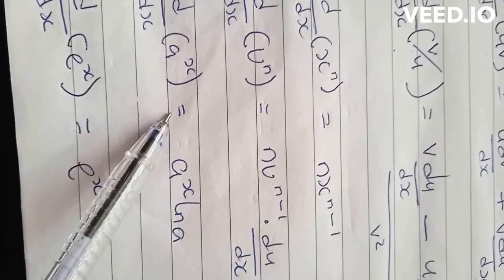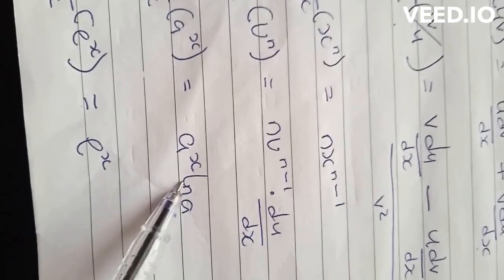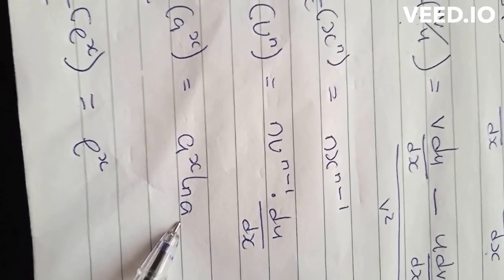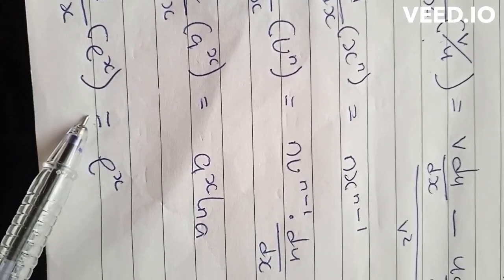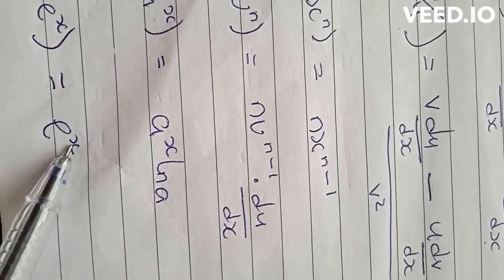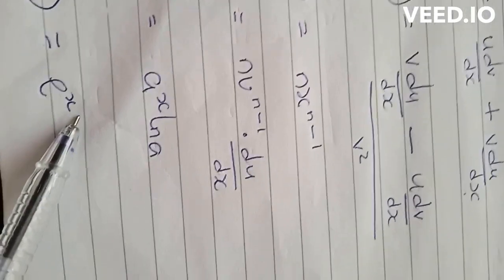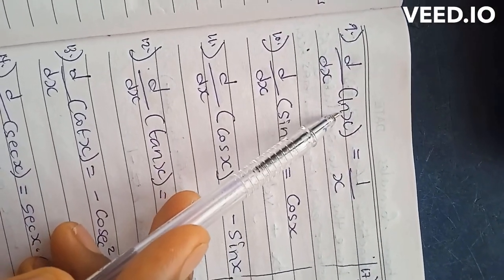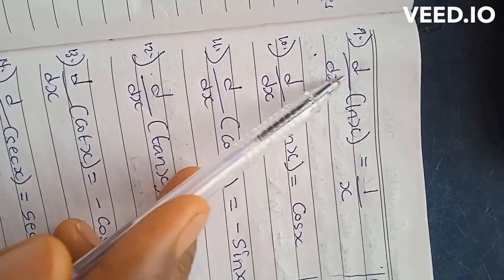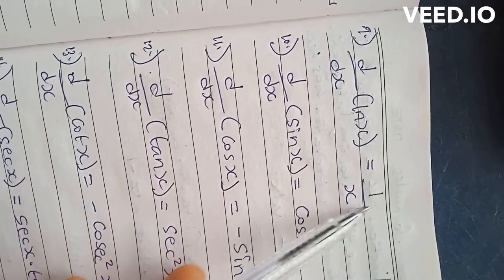Differentiating a raised to power x is equal to a raised to power x times natural log of the absolute value of a. Differentiating e to power x is the same thing, so you have e to power x. Differentiating ln x, which is natural log of x, you have 1 over x.